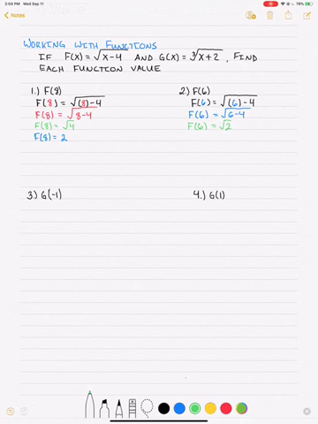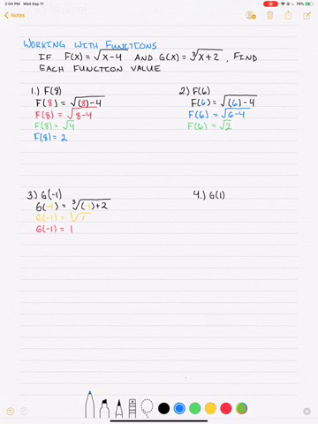Example 3, I have g of negative 1. I know that g of x equals the cube root of x plus 2. Again, I'm taking out the x's and I'm putting parentheses in their place, so I know exactly where to plug in those numbers. Here I have negative 1. So g of negative 1 is going to equal the cube root of 1. The cube root of 1 is 1. And that's as simple as I can make that.